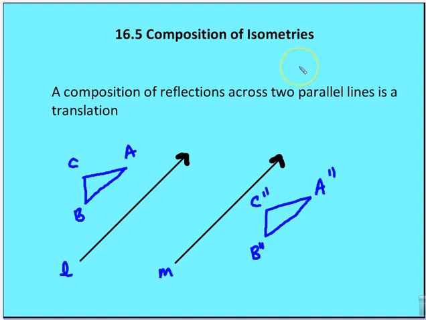Okay, so let's also talk about some cool things that happen with compositions. A composition of reflections across two parallel lines is a translation. So if I reflect and then reflect again across two parallel lines, I end up with a translation, so just a shifting of each of the points in a figure by a given x, y amount.